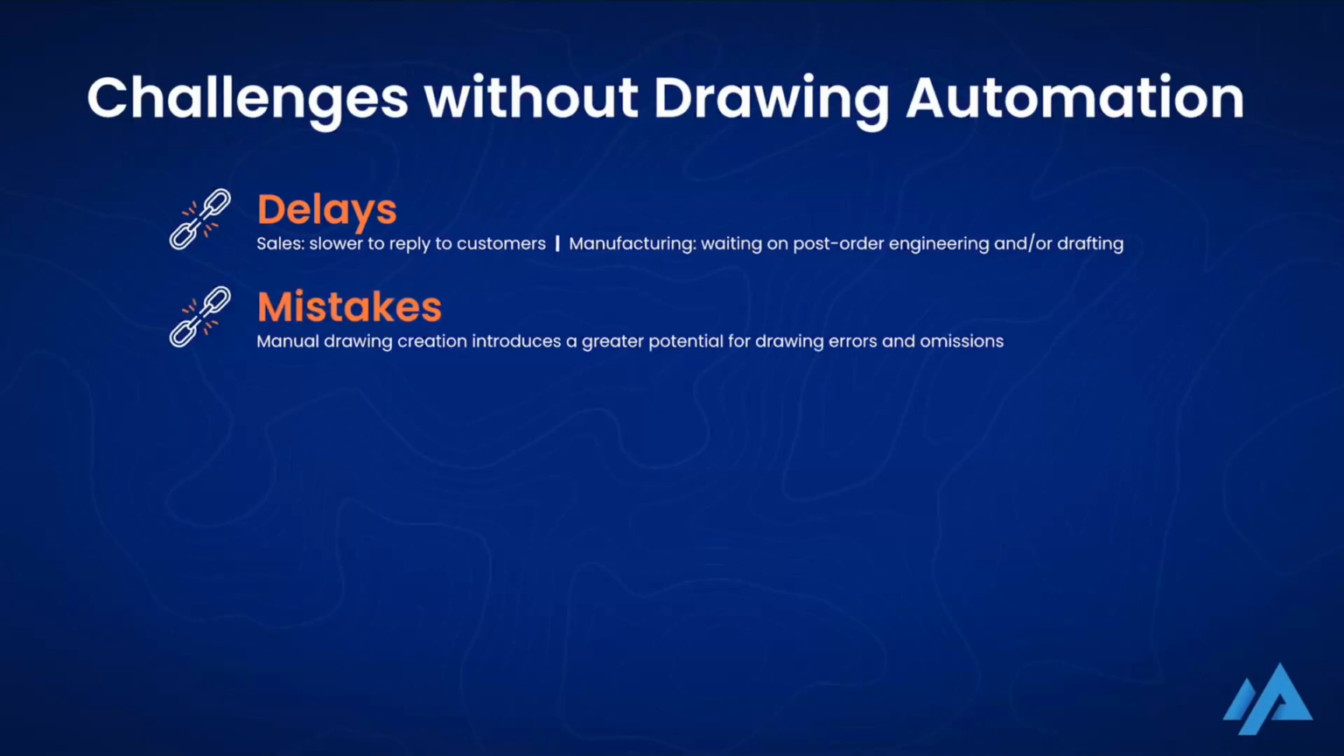The next is mistakes, just general errors. When we talk about automation in general, once you get something locked in and defined, it's going to be repeatable. It's going to be correct. It's not going to be error prone. If you find an error, you fix it, and then it doesn't happen again because it's automated. When you have manual drawing creation, it just introduces the potential for errors because I'm doing that each time manually, and I can get distracted easily or whatever. So I could just forget to put something on the drawing. An omission can be as bad as an error.